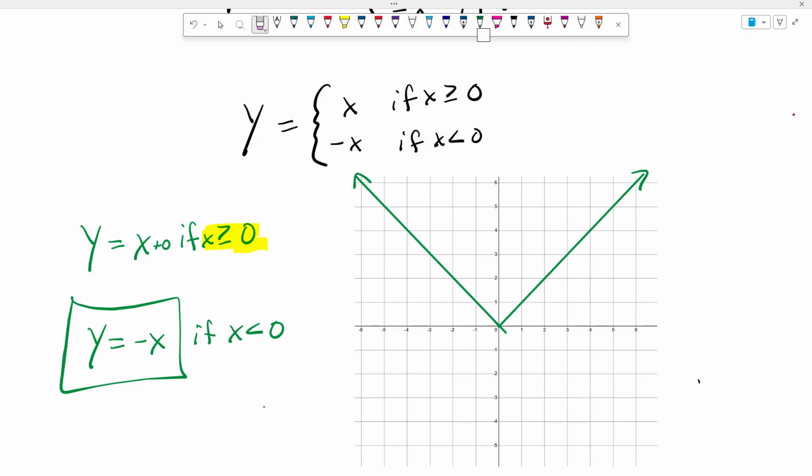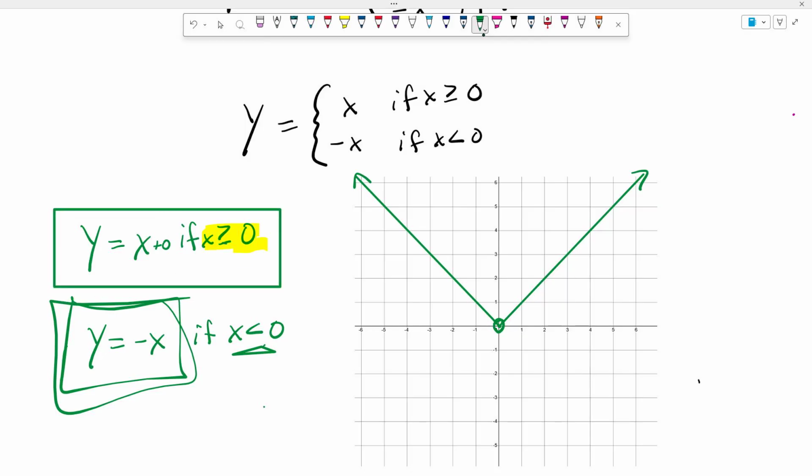Okay, this left one does have an open circle right here because it's not true. However, it's already filled in at that point by the other function, so we don't put an open circle there. There we go, and there it is. That's the graph of the absolute value.